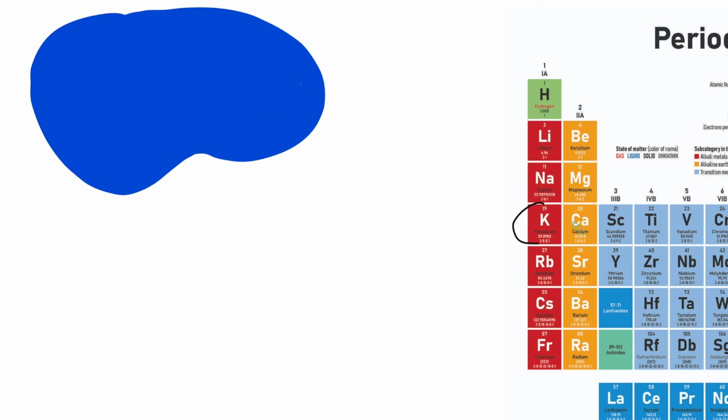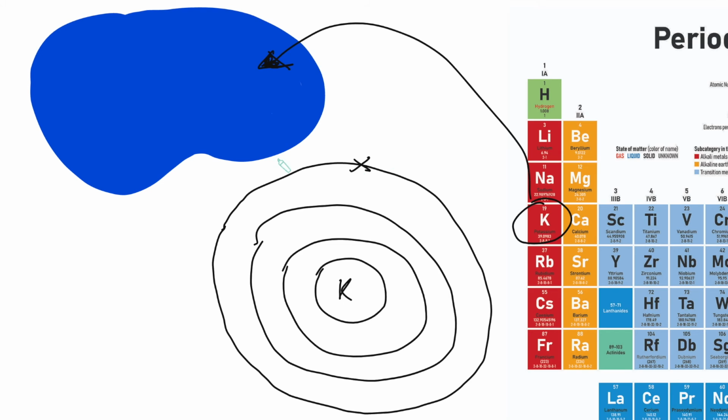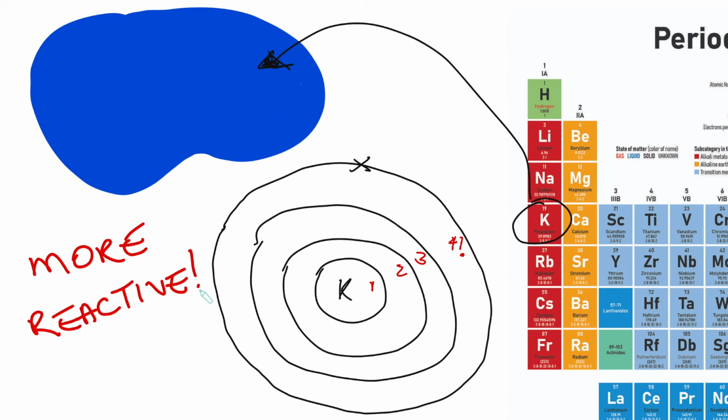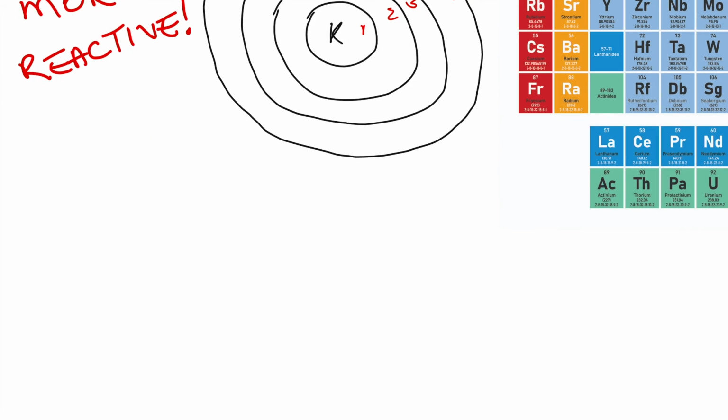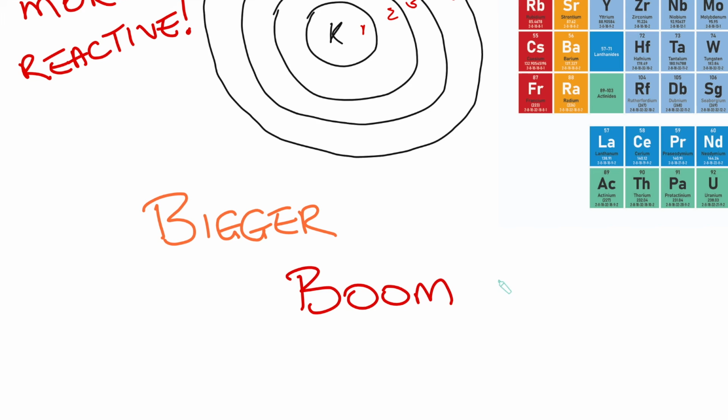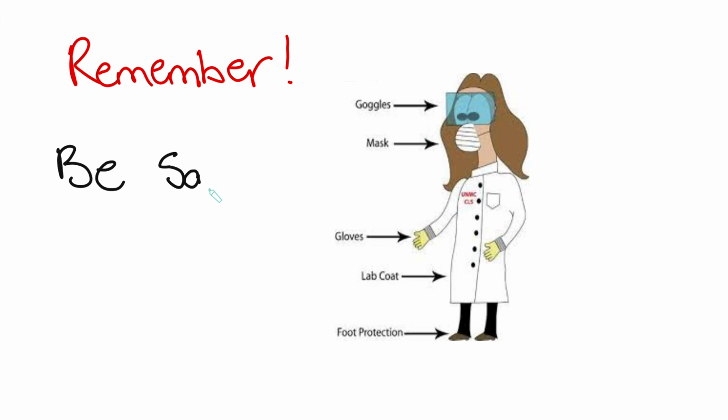What do you think would happen if you threw a block of potassium into a lake? Potassium is also in group 1, but it's 1 period below sodium, making it more reactive because its outermost electrons lie further away from the nucleus and are more quickly lost to reactions with other ions. This is why it's always important to wear the right protective gear in the lab.